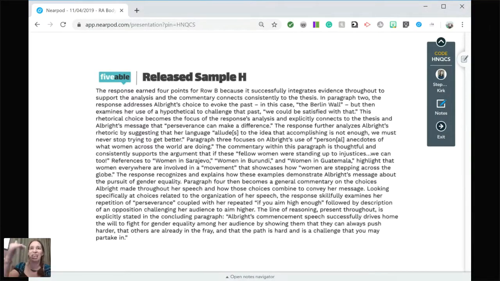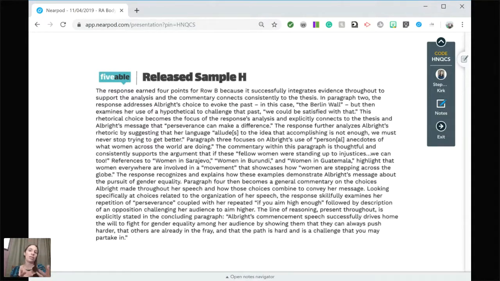So then it goes again, the commentary within this paragraph is thoughtful and consistently supports the argument. Again, some text evidence to support it. Now, I'm going to highlight this because I think this is a valid point. I like to point this out to my students as well. This is the feedback from our chief reader, right? Note the way the feedback from the chief reader is an analysis of the analysis. It's amazing how it works, right? Notice the way that it is embedding the evidence as well, okay?